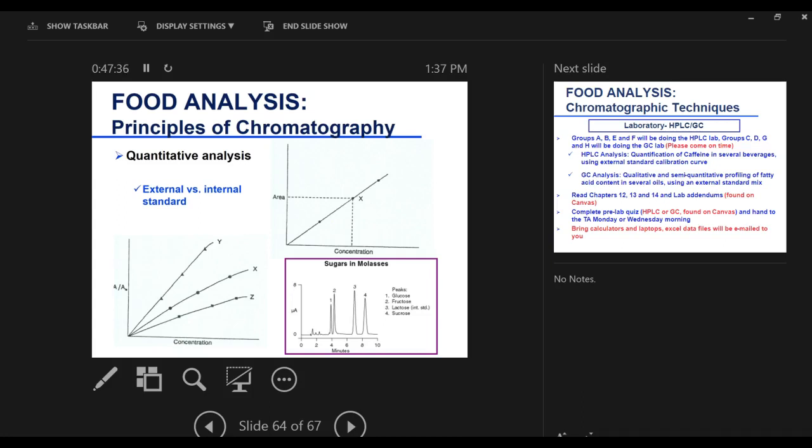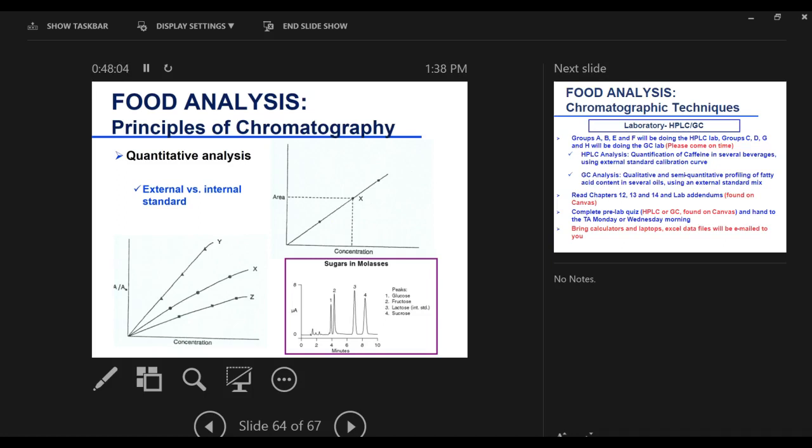Okay? So for example, for GC, for fatty acid analysis, you know that you don't have C4, maybe, or you don't have, I don't know, C14. You pick a fatty acid that is not present in your sample as your internal standard. So it does not come out. It is similar in composition and it's not present naturally in your sample.